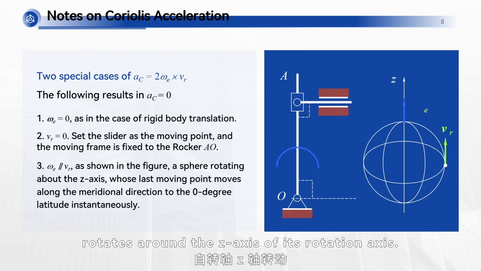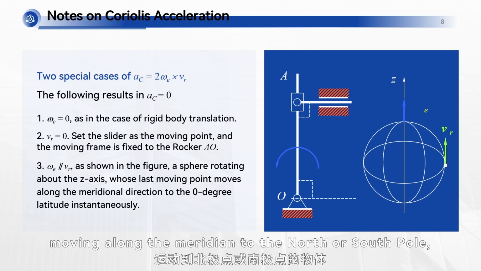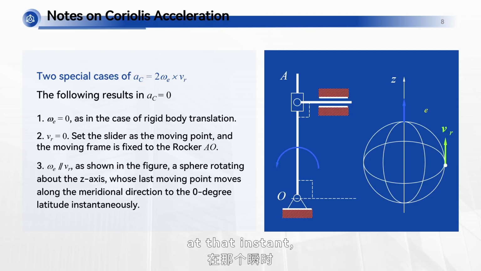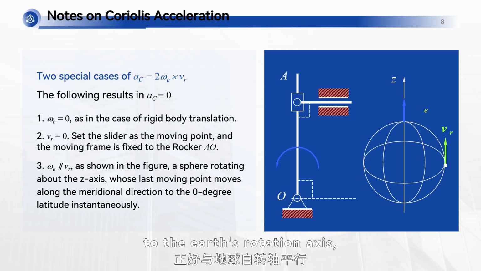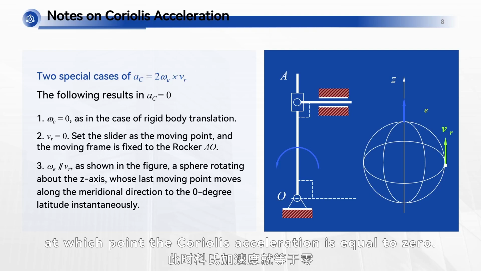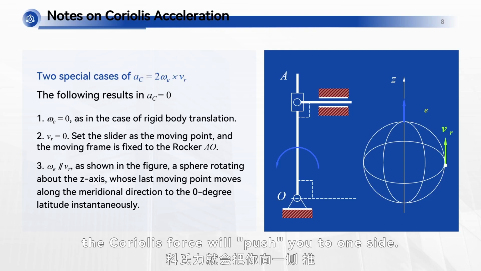Suppose that the Earth rotates around the z-axis of its rotation axis. If we observe an object moving along the meridian to the north or south pole, at that instant, its movement direction is exactly parallel to the Earth's rotation axis, at which point the Coriolis acceleration is equal to 0. But at other latitudes, as long as your direction of motion is not parallel to the axis, the Coriolis force will push you to one side.